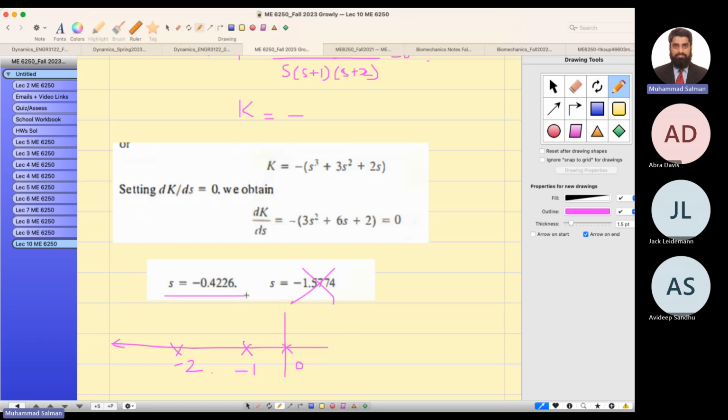The breakaway point should lie, because our root locus on the real axis is between 0 and -1, and this is our root locus line. This is our root locus line, and this is our root locus line. We cannot have root locus in this region. Make sure, okay? So I will not draw the lines. I will not consider -1.57 in my root locus. You see my point?